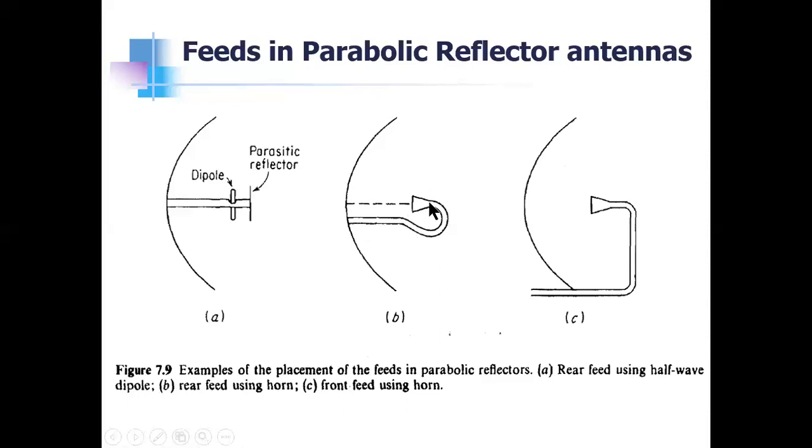These two which you see here, A and B, are rear feeds. This is a rear feed using a half-wave dipole, and this is a rear feed using the horn antenna. You can see this horn antenna has a support, so this contributes to aperture blockage. As a rule of thumb, we have a performance constraint here: the intensity of the radiation from this feed which is coming towards the edges of this reflector should usually be 10 dB below the maximum radiation coming out of this part of the reflector surface.